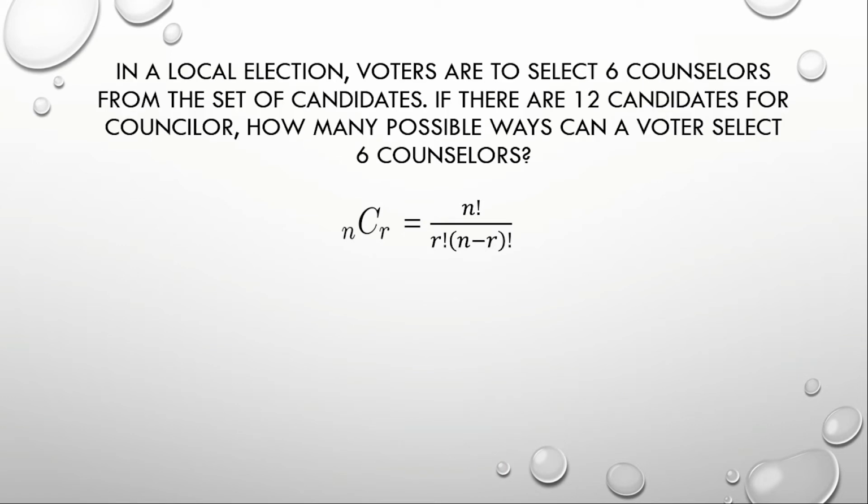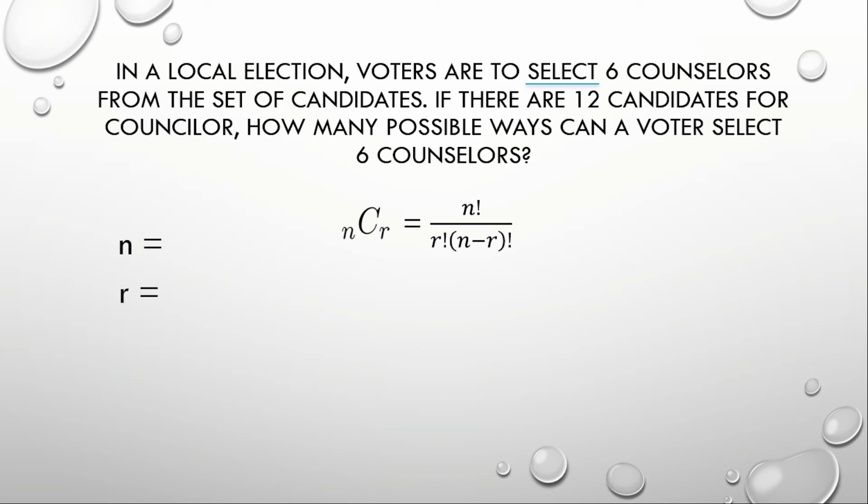In a local election, voters are to select 6 councilors from the set of candidates. If there are 12 candidates for councilor, how many possible ways can a voter select 6 councilors? So from our problem, let's identify the value of n and r. So what do you think the value of n and r in our problem?